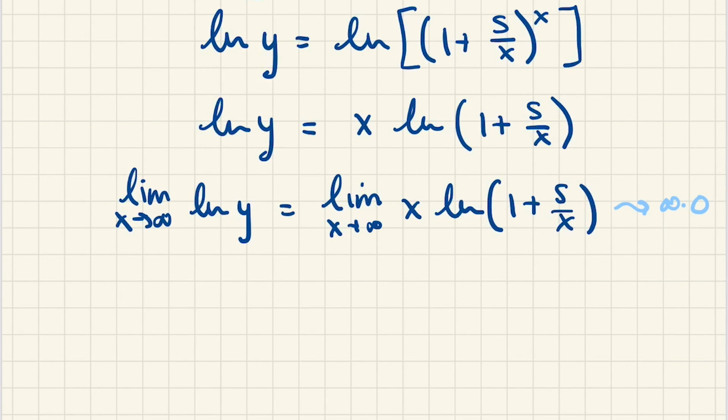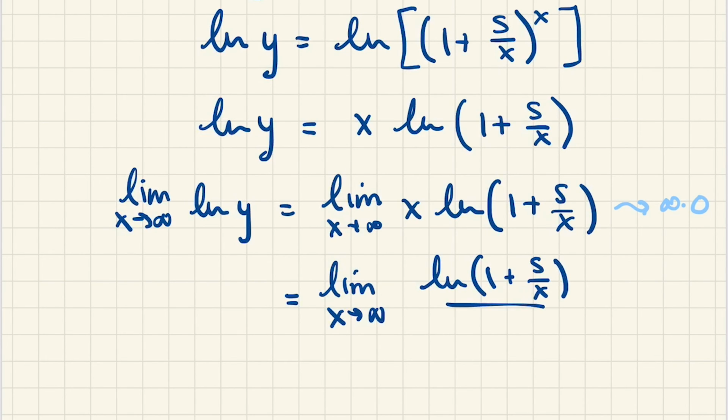Because once you've got this form of infinity times 0, it's just a matter of sending one of the factors to the denominator. So you'll have the form for L'Hôpital's rule. So this is going to be ln of (1 plus s over x) divided by 1 over x. So instead of multiplying by x, we're dividing by 1 over x. And now we're going to get the form 0 divided by 0. Wonderful. We are ready officially to use L'Hôpital's rule on this.